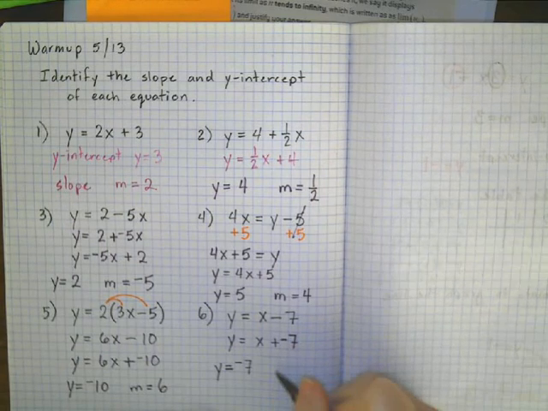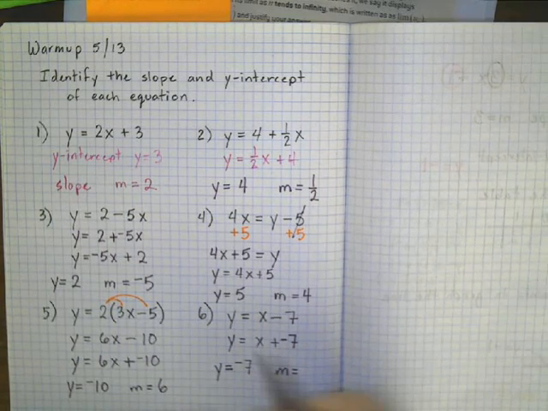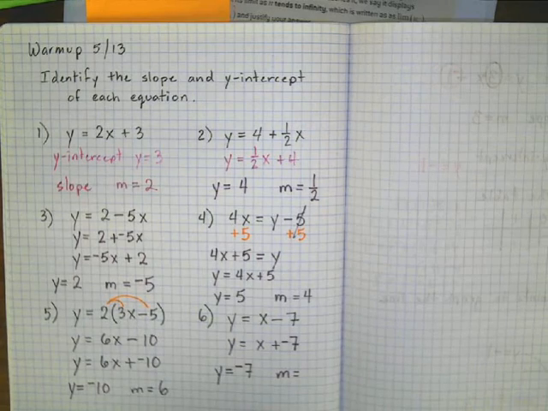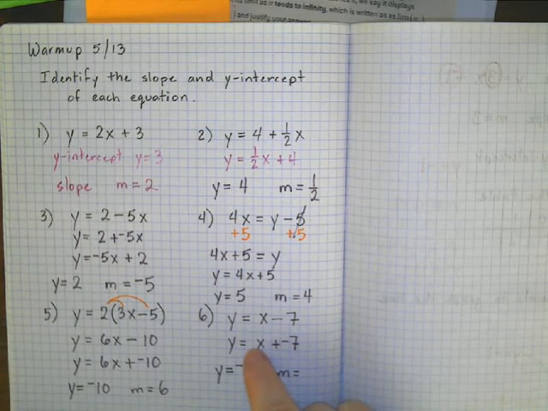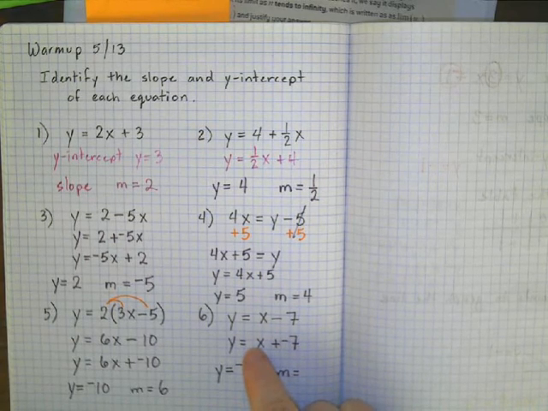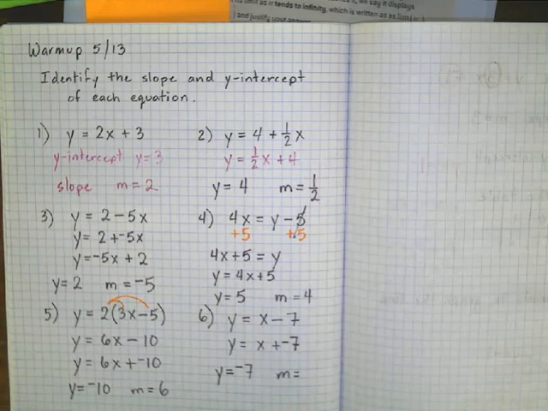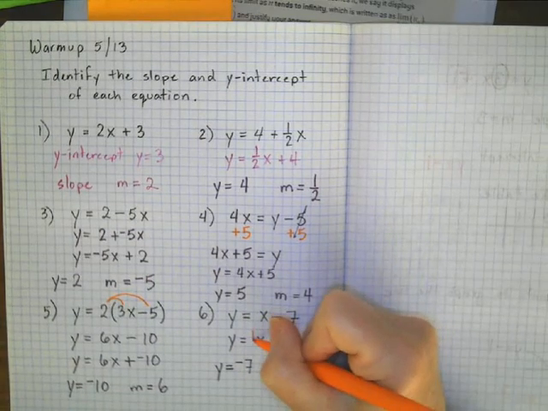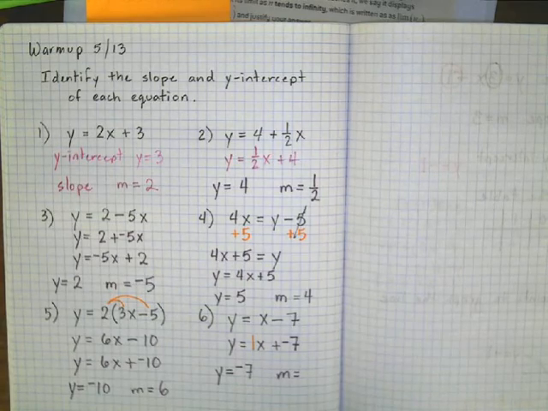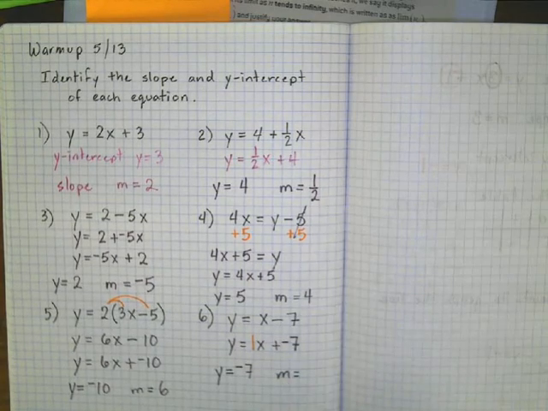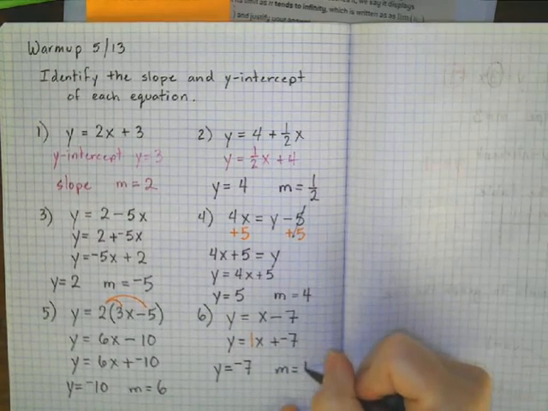And my slope is, oh, wait a minute, there's no number with the x. So do you remember what number we can put in front of the x if there's no number in front of a letter? It's a 1. So if there's no number in front of the letter, you can put a 1. So what's my slope? My slope is 1.